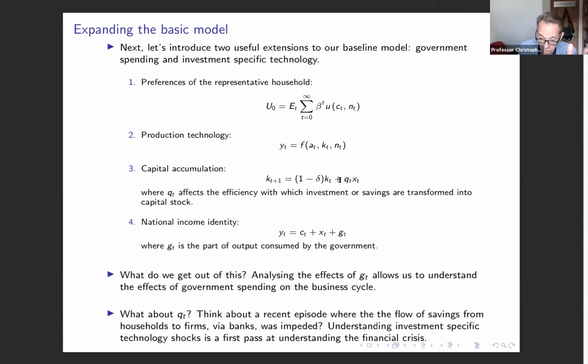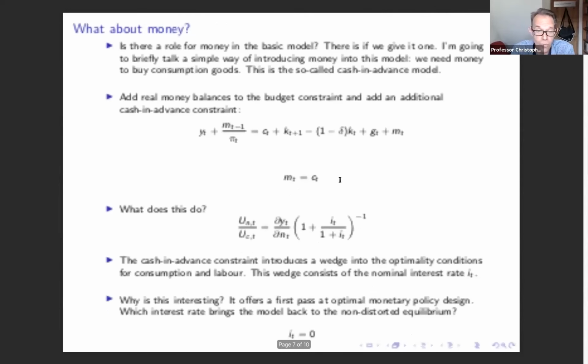So understanding investment-specific technology shocks is a first pass at understanding something like a financial crisis. Arguably, what this kind of model doesn't do that brilliant a job of is explaining something like the pandemic that we are living through at the moment. What about money?